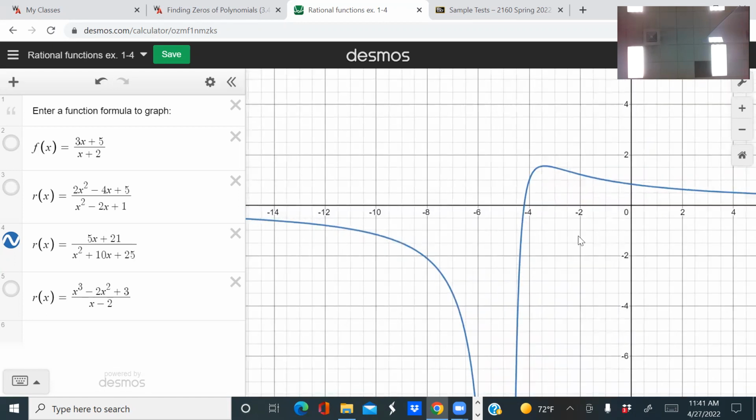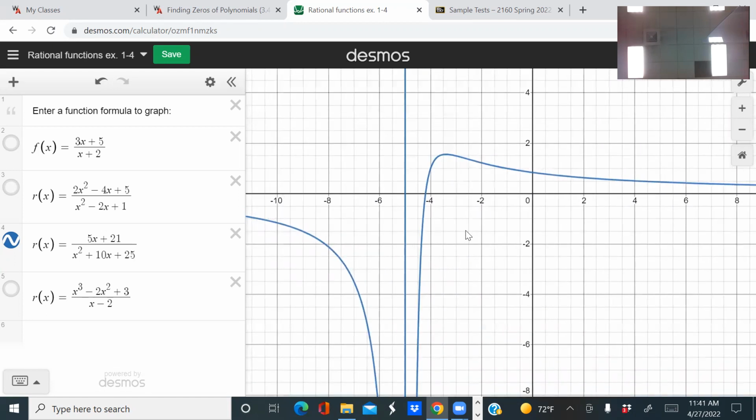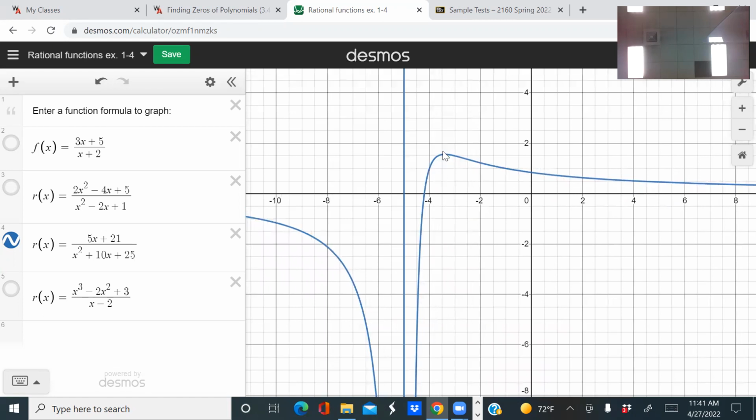So this one is nice. This one has a turning point. This rational function has one turning point on it. There it is. Okay. That would be interesting to find that one. Desmos says it's -3.4. Calculus, you'll learn how to find that. It's not going to be easy though. Okay. I'll promise you that. Not easy. Much easier for the polynomials.